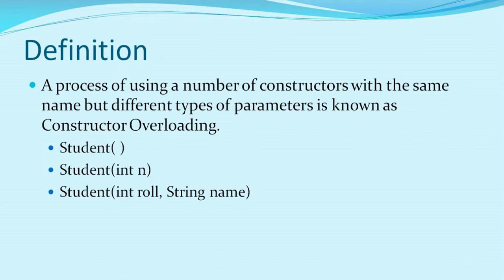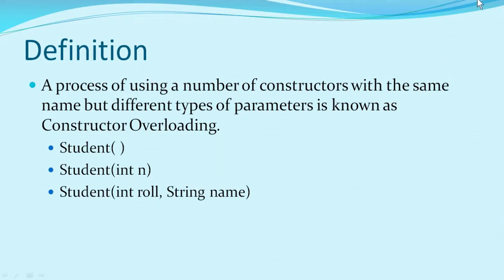You can see an example given here. Three constructors have been defined. The first one is student without a parameter, the second one with one parameter, and the third one with two parameters. So you can create three constructors in a program. When you create an object with a constructor without a parameter, the first one will be selected. If you create an object with one parameter, the second one will be selected. And if you pass two variables, the third one will be selected. We are going to explain this using a program.